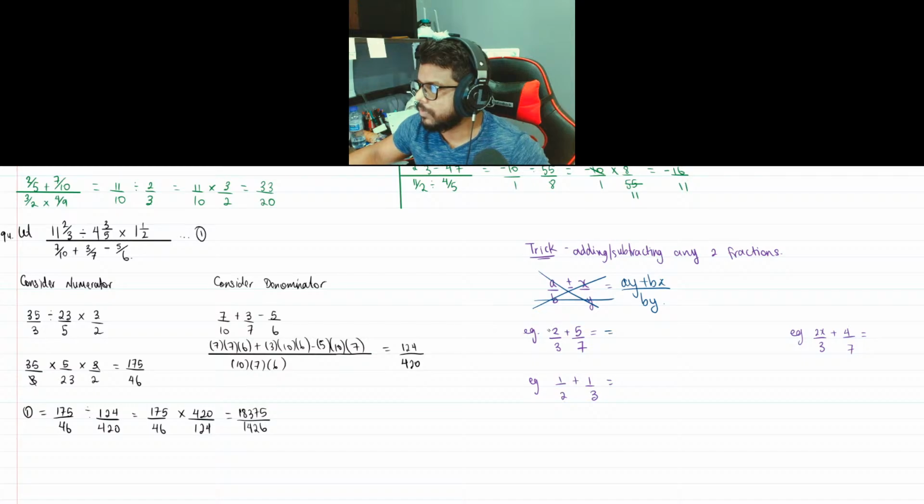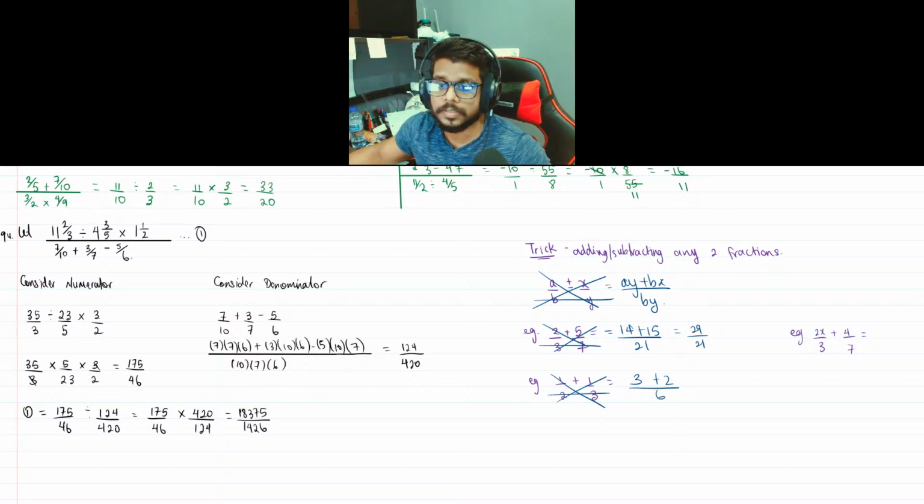So for this example, this way first, 1 by 3 is 3, this way second, plus 2 by x, we get 2x.